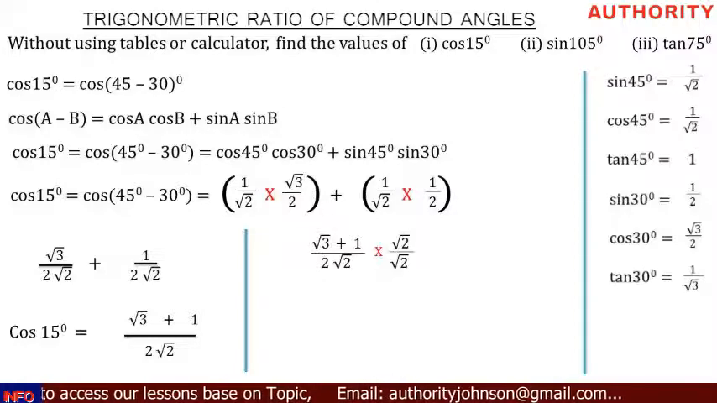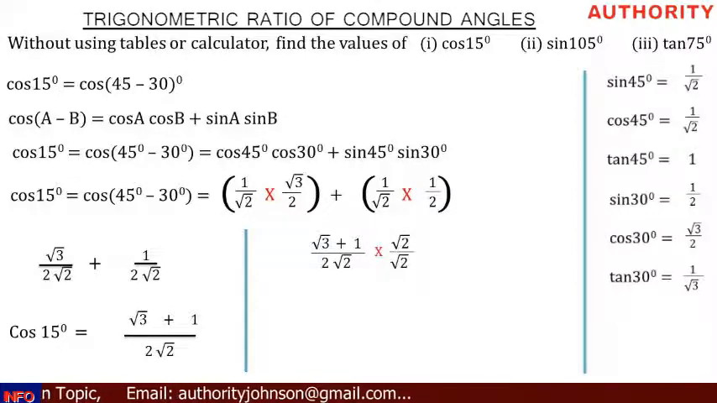But you discover that root 2 all over root 2 is equal to 1. So 1 times our expression, it remains the same. Is that not true? Yes. Now let's go. So root 3 plus 1 all over 2 root 2 times root 2 all over root 2, let's multiply.